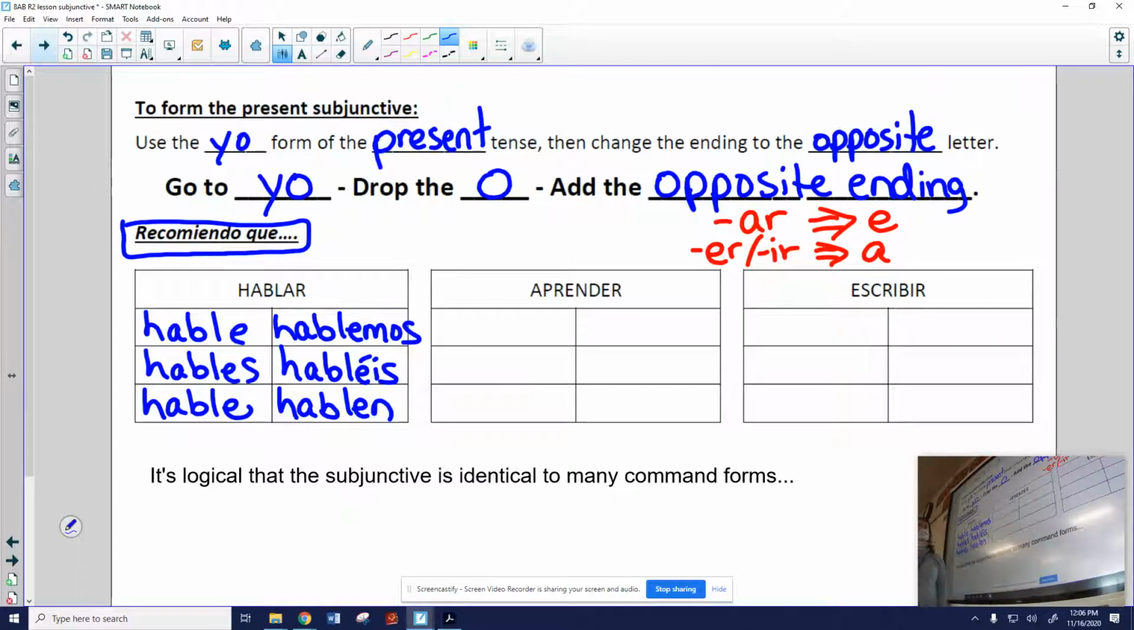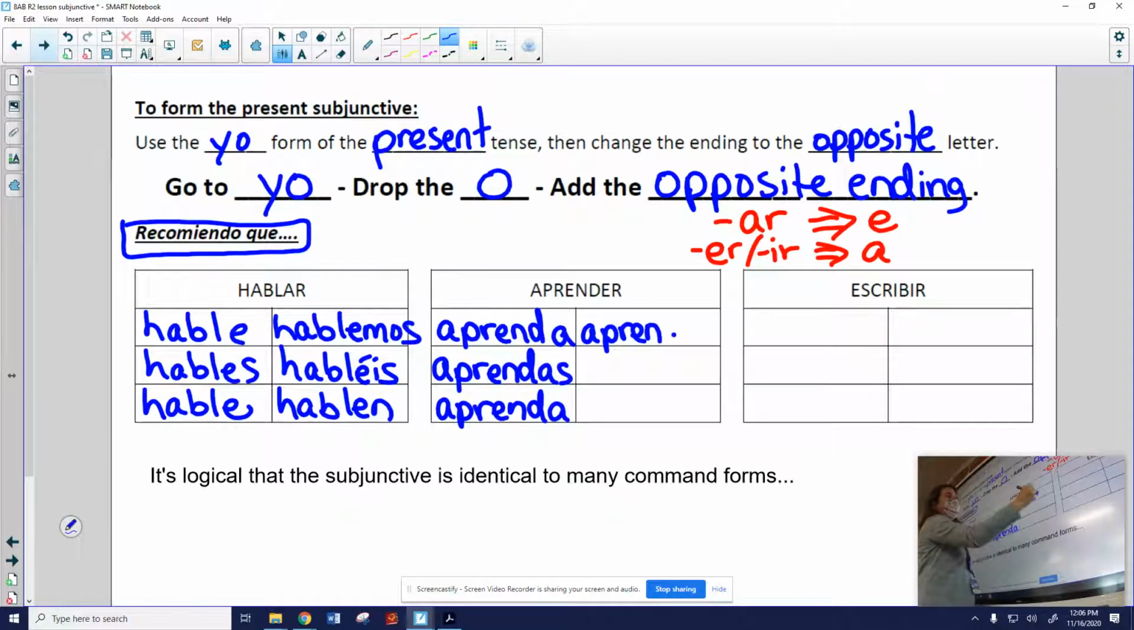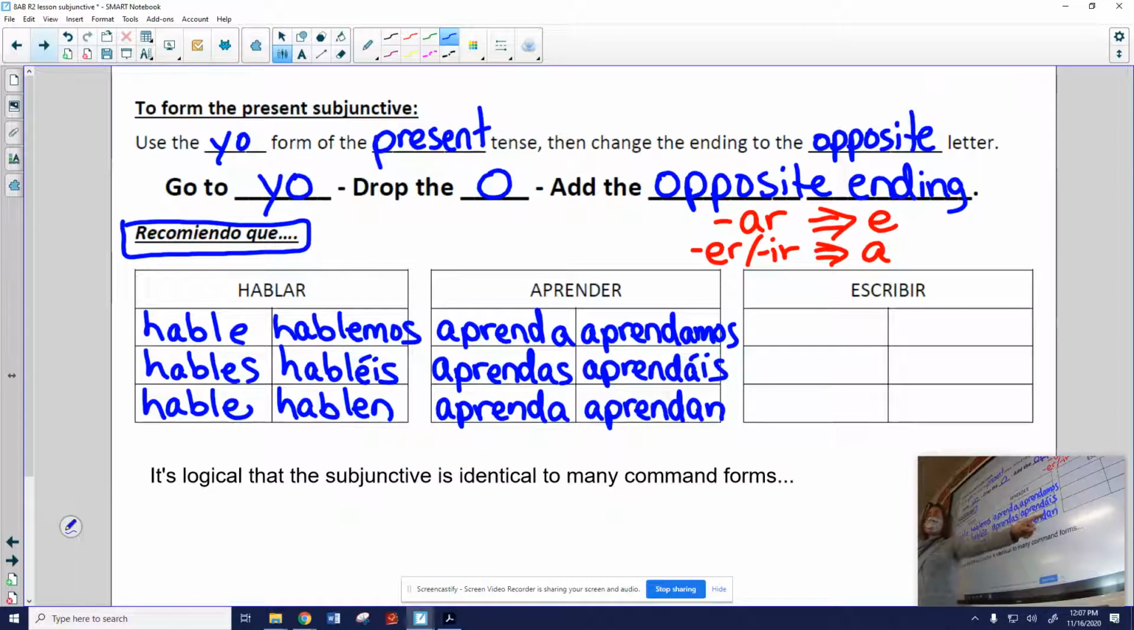Aprender means to learn. Aprendo is the yo form in the present tense. So we drop the O and we have to add the opposite ending, which will be an A. Aprenda. Aprendas. Aprenda. Bien. Aprendamos. Aprendáis. Aprendan. I recommend that you guys learn Spanish. Recomiendo que aprendan el español.